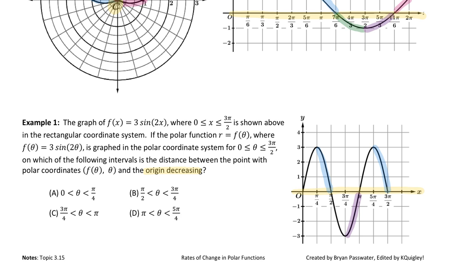So we either want to answer between pi over 4 and pi over 2, between 3 pi over 4 and pi, or between 5 pi over 4 and 3 pi over 2, which means that we would answer with C. That's the only section that I've highlighted where we are actually getting closer to the x-axis, which would mean I'm getting closer to the origin.